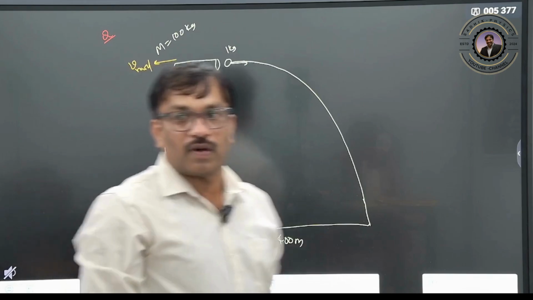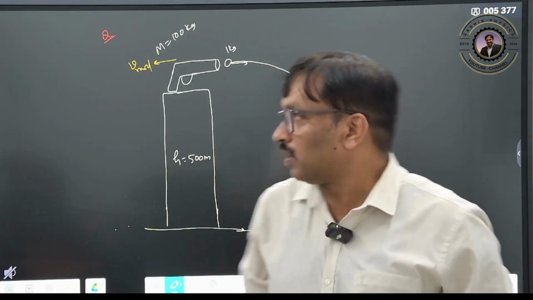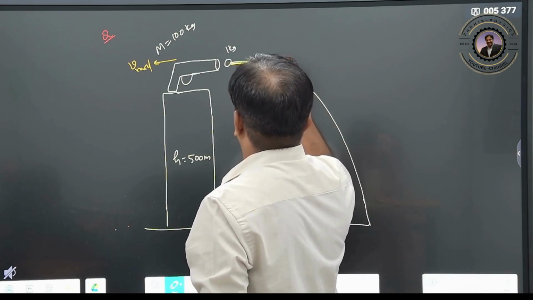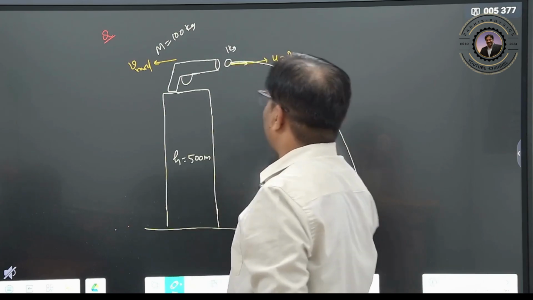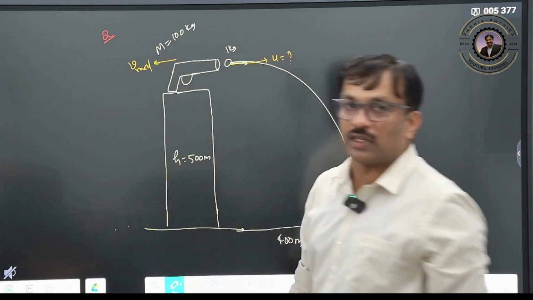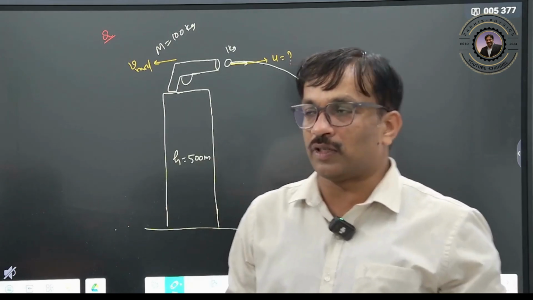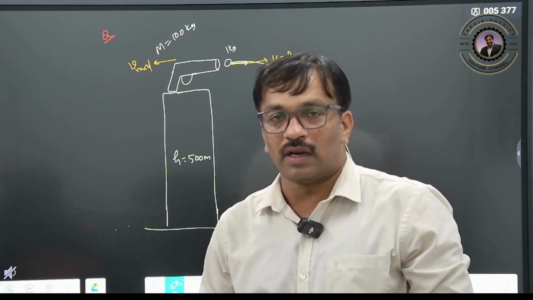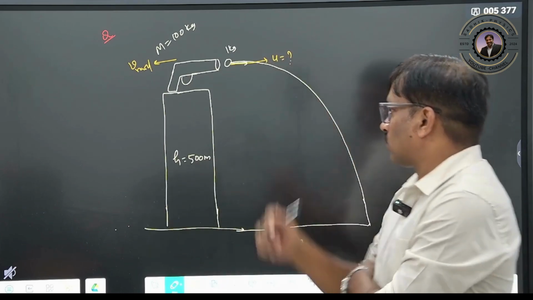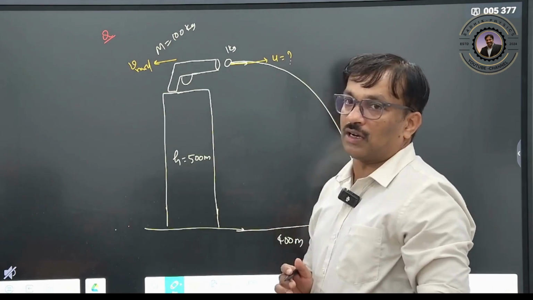To calculate the recoil velocity, you require the velocity with which the bullet is projected. He did not give it, so you have to calculate it. This is exactly like horizontal projectile motion. I already discussed horizontal projectile motion in one video, please go through it. I will keep it on an i-card.